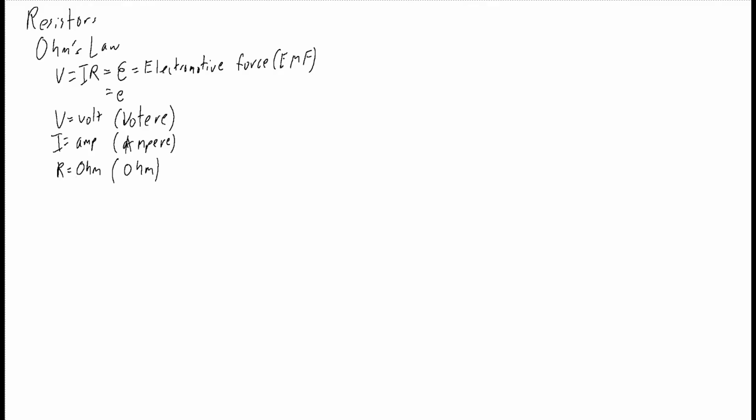Units are in little, minuscule letters instead of capital letters. Capital letters are people, little letters are units. The symbols: we have capital V for volts, capital A for amps, and capital omega for ohms.